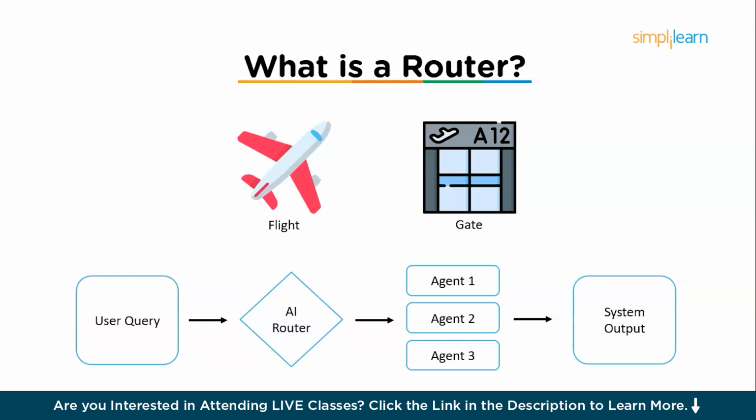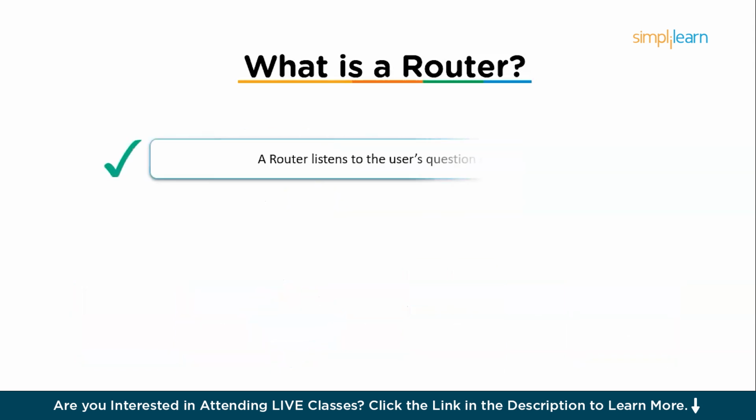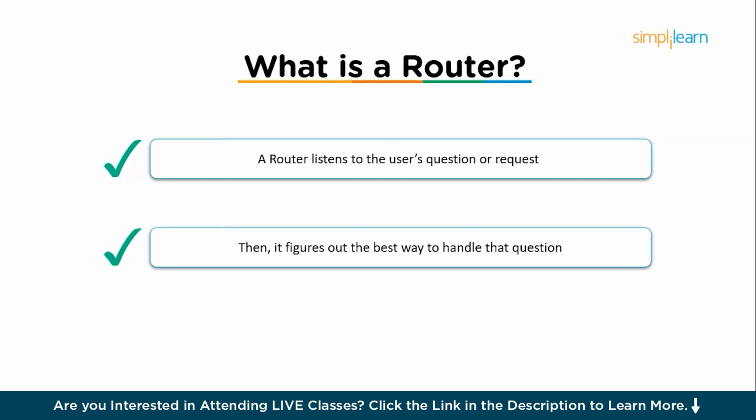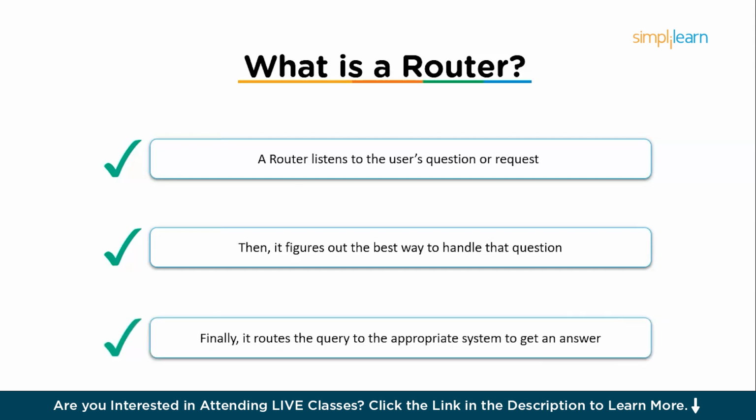To make it easier, a router actually listens to the user's question or request. Then it figures out the best way to handle that question, whether it needs to look up facts, generate creative responses, or something in between. Then it routes the query to the appropriate system to get an answer. Think of the router as the traffic controller that ensures each question goes to the right place.